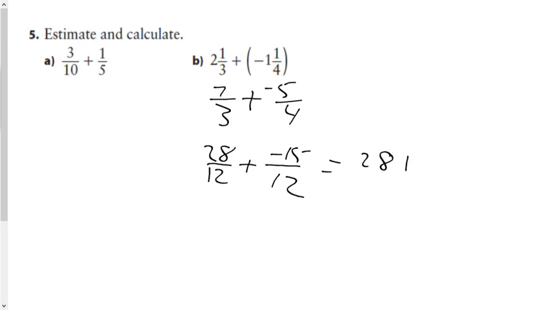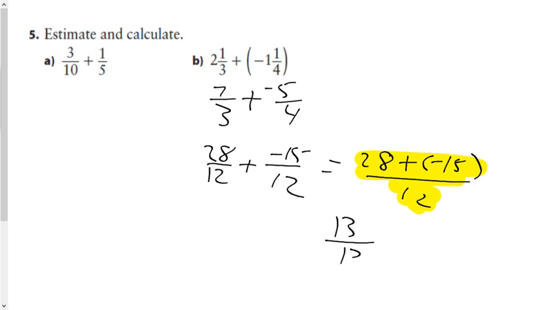Please write this step if you haven't done so already, because when we assess it, I want to see this step. I'll highlight it again just in case. That step needs to be shown. 28 plus negative 15 is a positive 13. So your final answer is 13/12, which as a mixed fraction is 1 1/12.